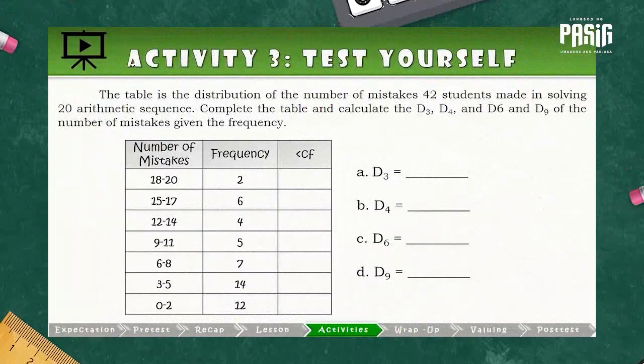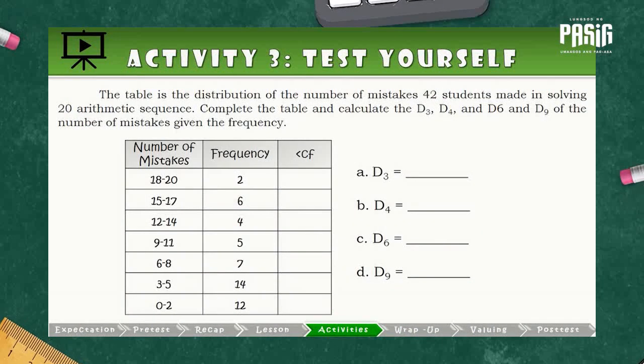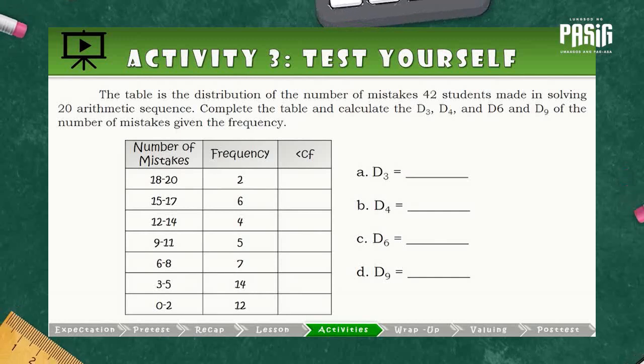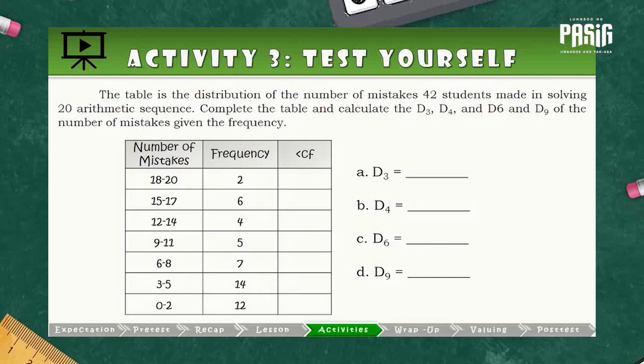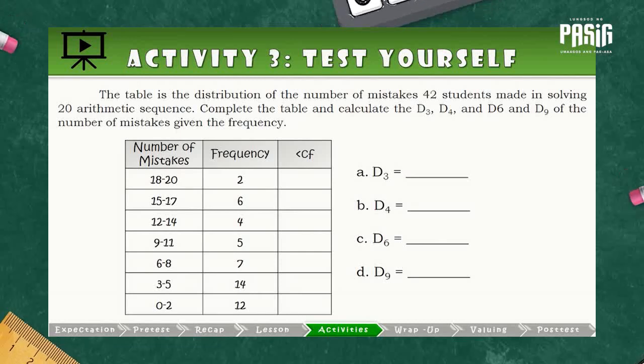For our last activity, test yourself. The table is the distribution of the number of mistakes 42 students made in solving 20 arithmetic sequence problems. Complete the table and calculate the D sub 3, D sub 4, D sub 6, and D sub 9 of the number of mistakes given the frequency.